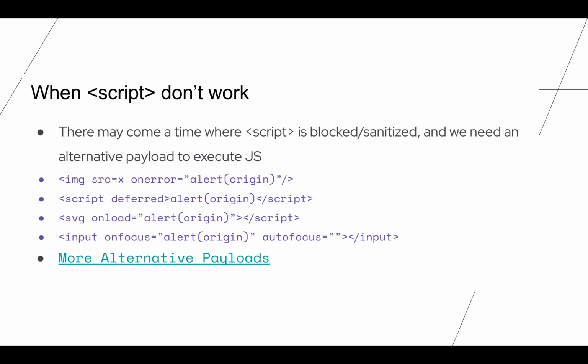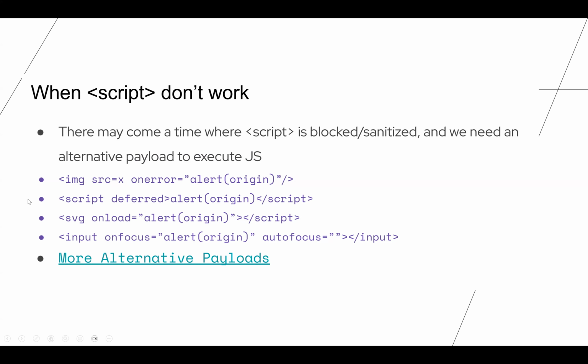Oftentimes there are filters in place and script or other things won't work. So in this case, you can use other alternate payloads. There's a lot you can use. This is not all of them, and this one does not work because I copied this from Adam's slides. I'm sorry, but there are good resources on the PayloadsAllTheThings repo and other areas where you can find XSS payloads. Essentially, all these do the same exact function, just worded in different ways to bypass filters.